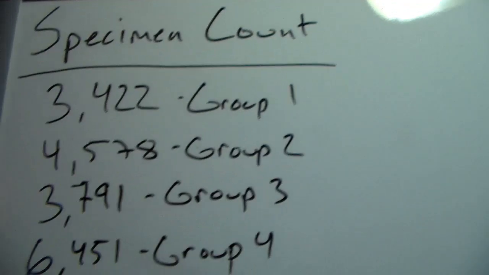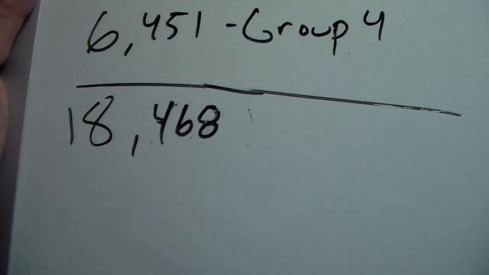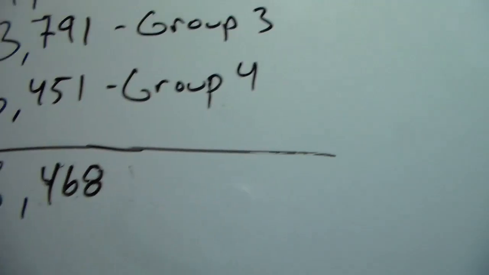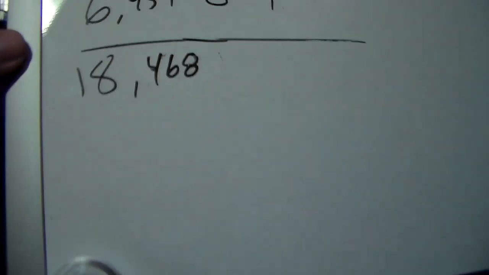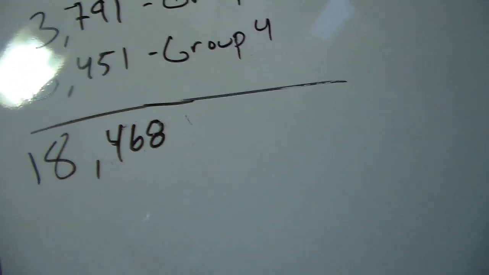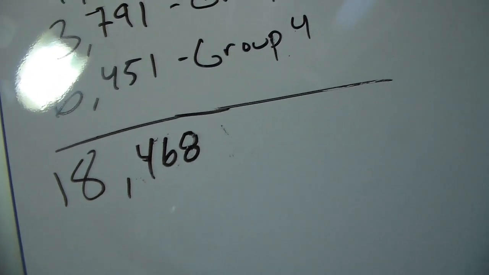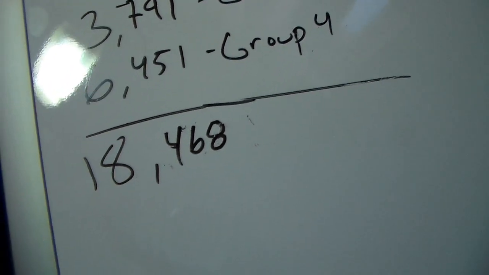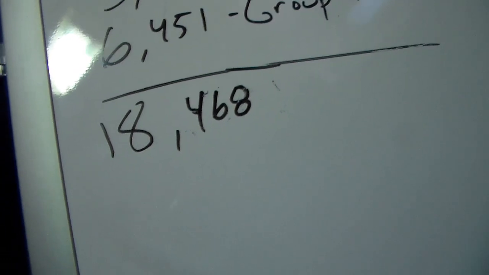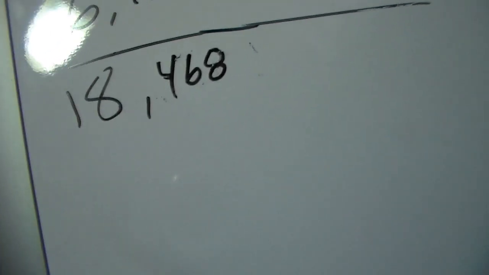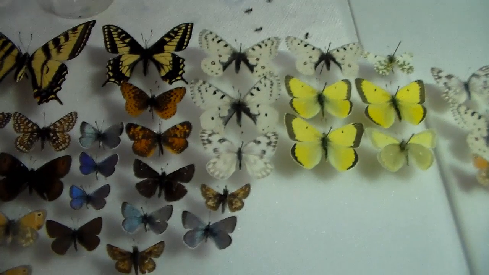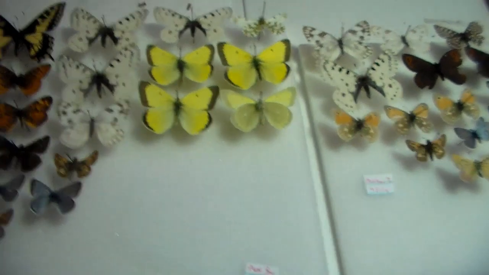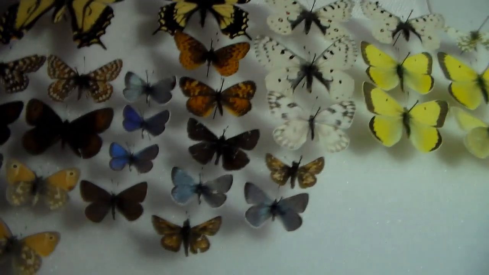So yeah, definitely break 20,000. I'm actually pretty sure of the stuff I have stored away that I haven't pinned yet, that's over 20,000. But I won't really know that until I pin them out and count them. These butterflies I have not counted yet.